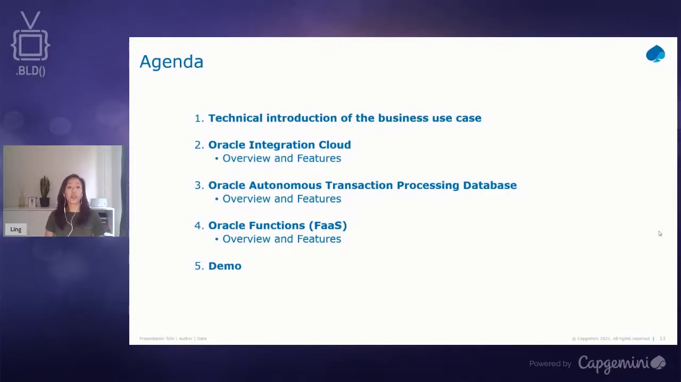Next, I will give you an overview of Oracle Integration Cloud, followed by the Autonomous Transaction Processing Database, or ATP in short, or just the Autonomous Database. It's a very interesting cloud service of Oracle, and maybe the coolest product Oracle has introduced in recent years.